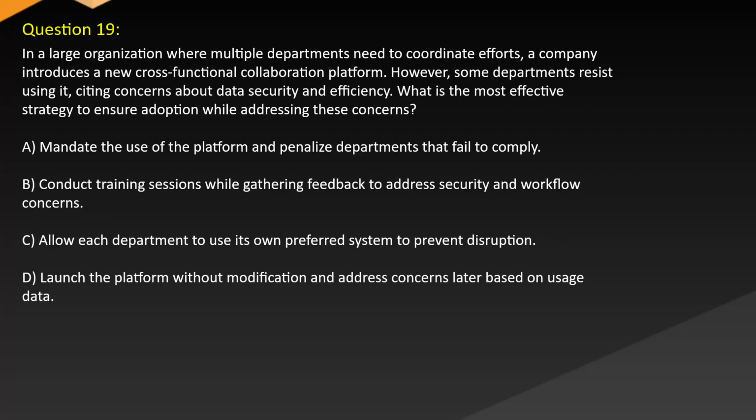Question 19. In a large organization where multiple departments need to coordinate efforts, a company introduces a new cross-functional collaboration platform. However, some departments resist using it, citing concerns about data security and efficiency. What is the most effective strategy to ensure adoption while addressing these concerns? A. Mandate the use of the platform and penalize departments that fail to comply. B. Conduct training sessions while gathering feedback to address security and workflow concerns. C. Allow each department to use its own preferred system to prevent disruption. D. Launch the platform without modification and address concerns later based on usage data.